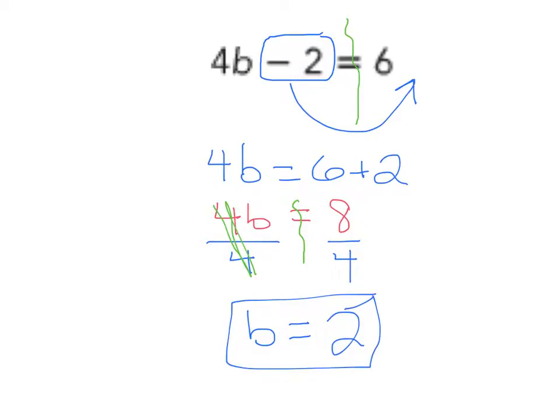To check if our answer is right, if we plugged it in here, 4 times 2 is 8. 8 minus 2 is 6. It works. So b equals 2 would be our answer.